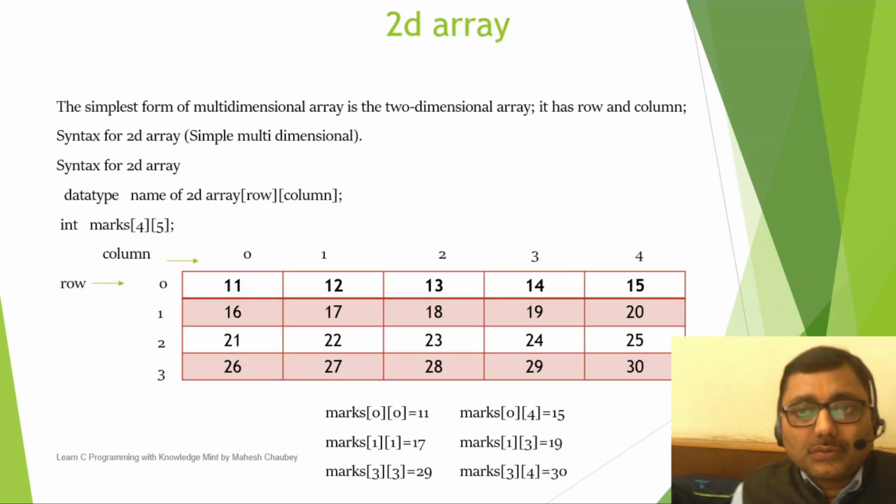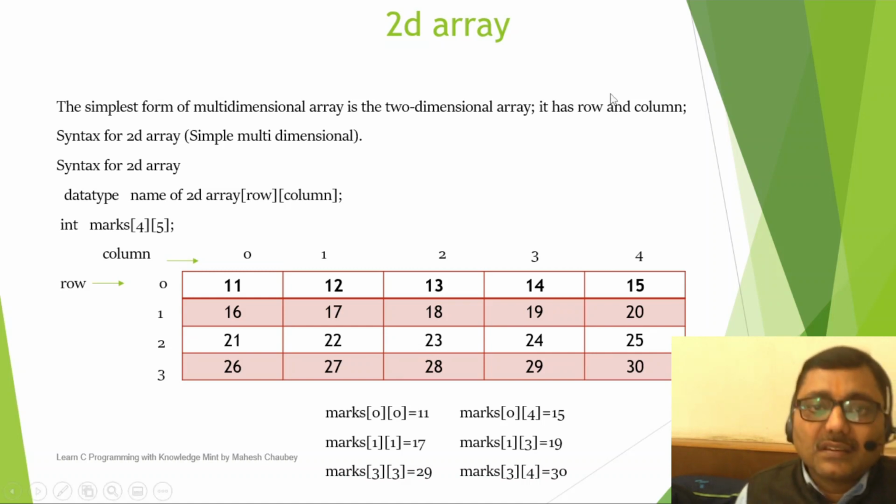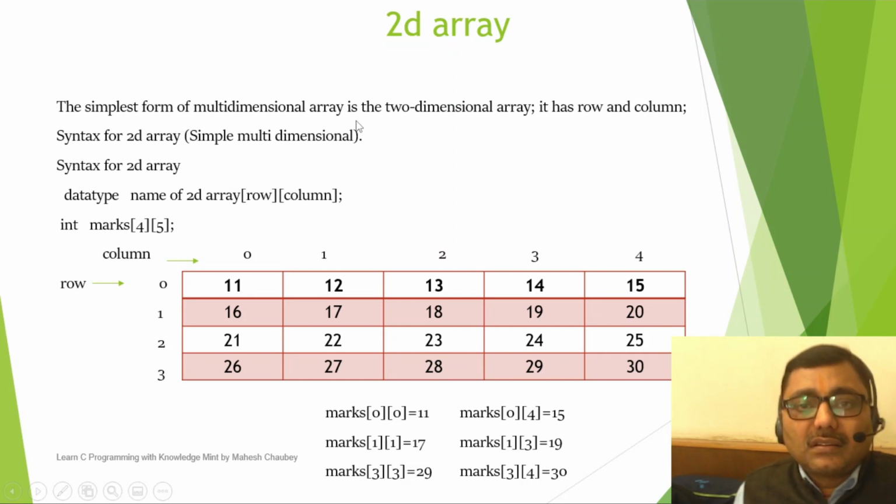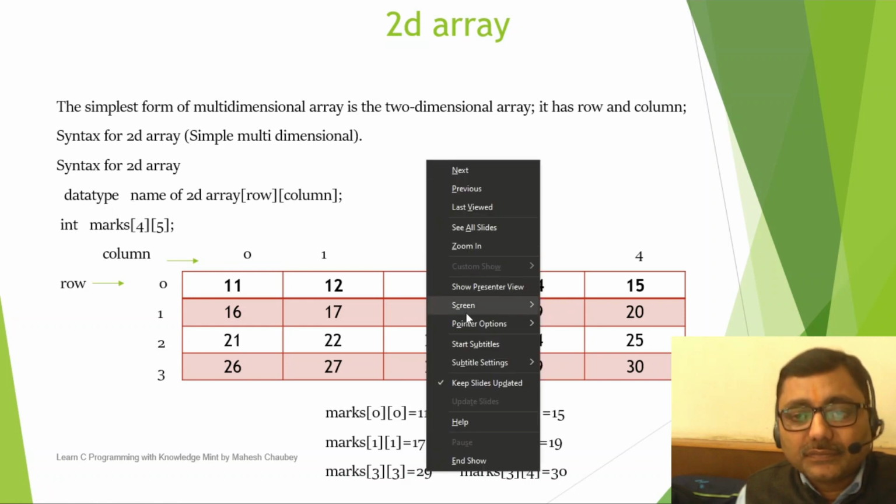So what's a 2D array? It is the simplest form of multi-dimensional array, and it has rows and columns. The syntax for a 2D array is very simple. Let's see.